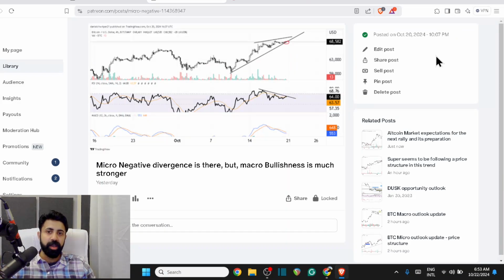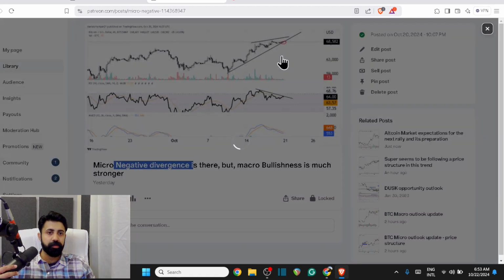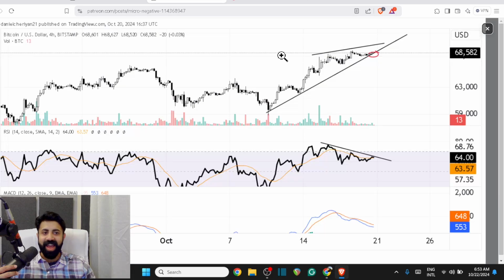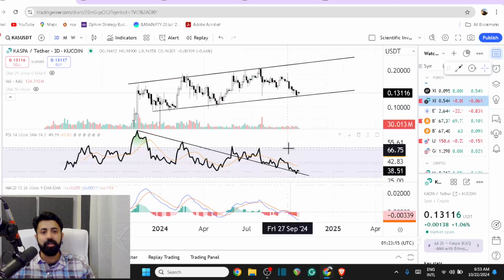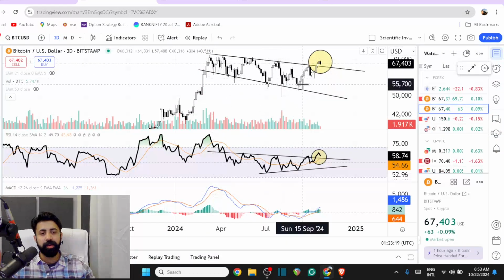So finally, what we're watching is that the negative divergence on a micro chart is playing out. We saw that 68,500 started becoming a resistance and the price immediately reflected that. It showed you the negative divergence, and here we are, the price slowly pushed back down. Now, that's the micro event.